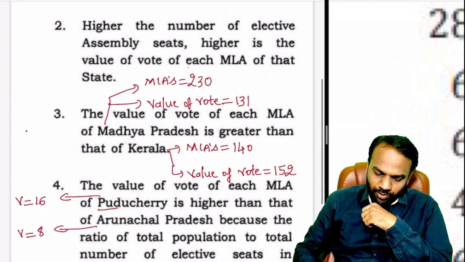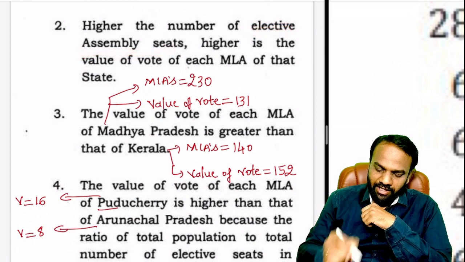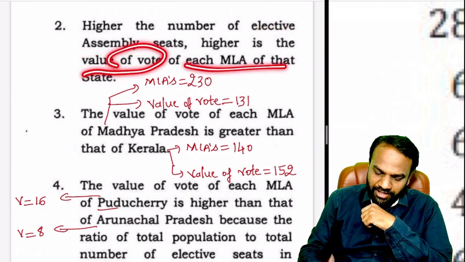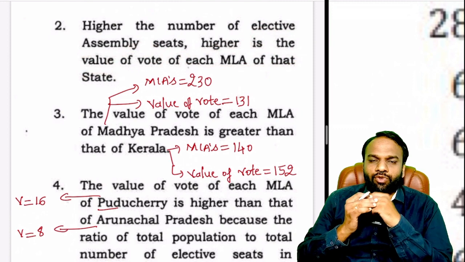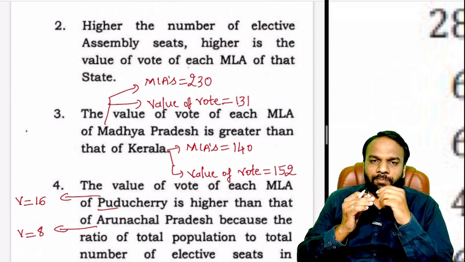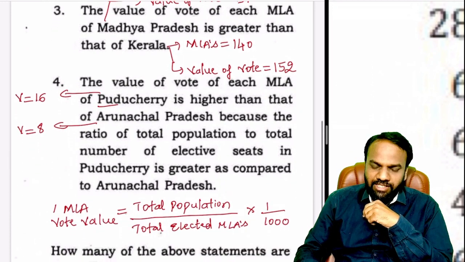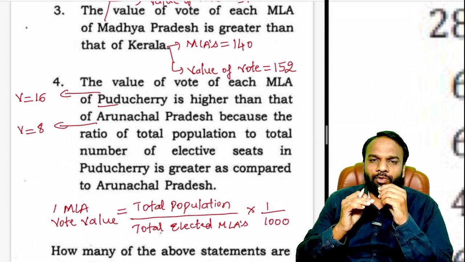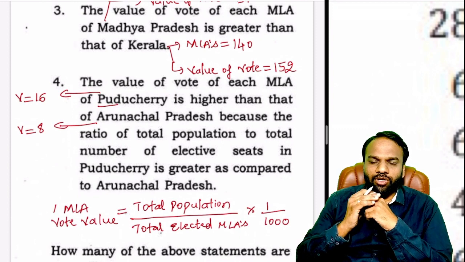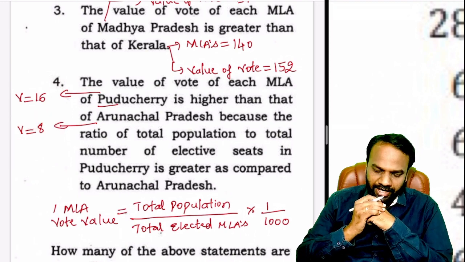Now coming to the second option: higher the number of elective assembly seats, higher is the value of vote of each MLA of that state. So we know that when it comes to the president's election, the MLAs of the states participate and vote in the election. But the MLA's vote value changes from state to state. It is not uniform across the country. For example, here, the Puducherry MLA's vote value is 16 and the Arunachal Pradesh MLA's vote value is 8.